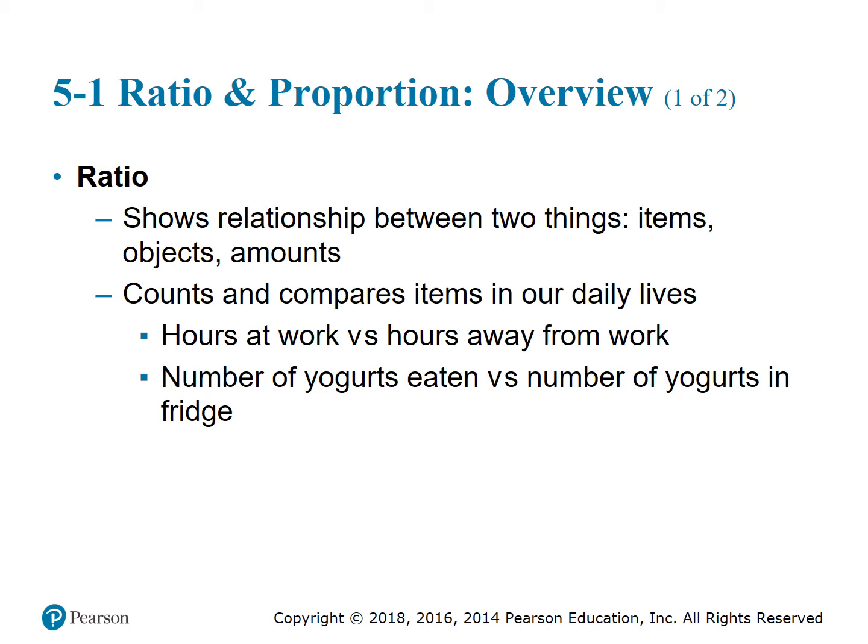So a ratio is a way to show a relationship between two items. We're always counting and comparing items in our daily lives. You probably don't even think about it. Work hours, for example, versus hours away from work, or the number of candy bars we've eaten versus the number of candy bars that are still to be eaten in the bag, and so on and so on. So ratios simply help us compare items, objects, or amounts.